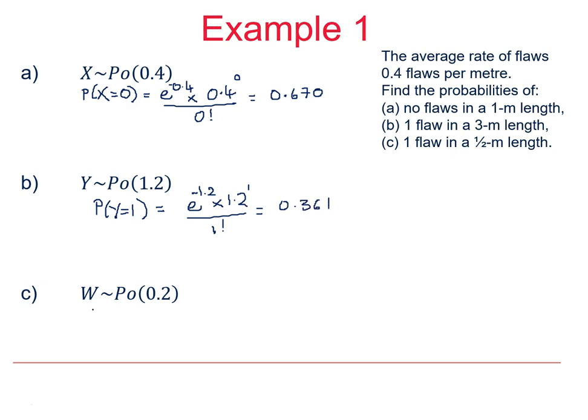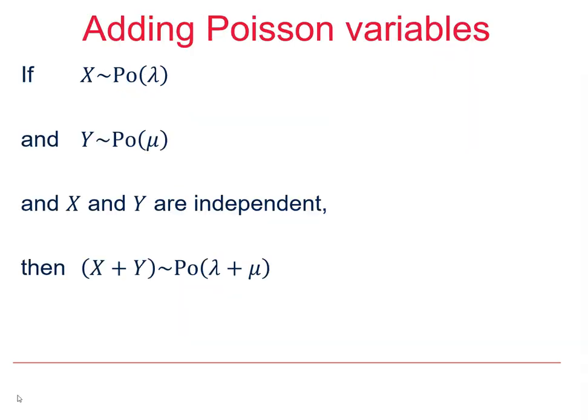And finally, our variable w, where we're looking at a half metre length, so we've halved the original value for lambda, and we want the probability of obtaining exactly 1 flaw, and so that would be e to the minus lambda, lambda to the 1 over 1 factorial, and that's 0.164.